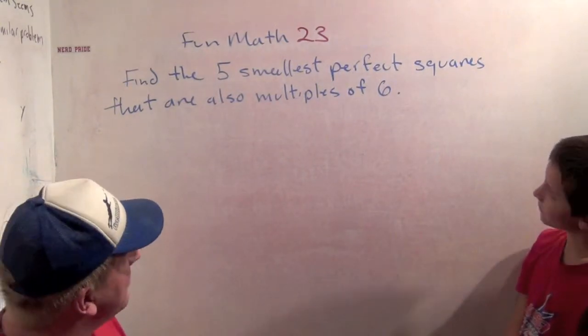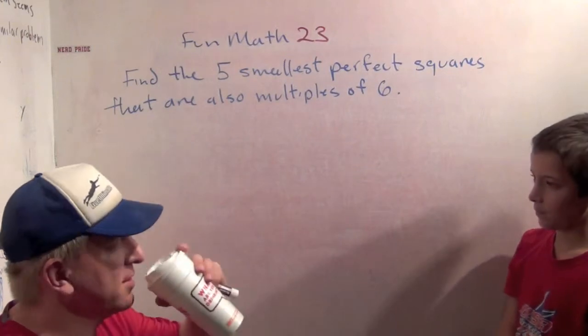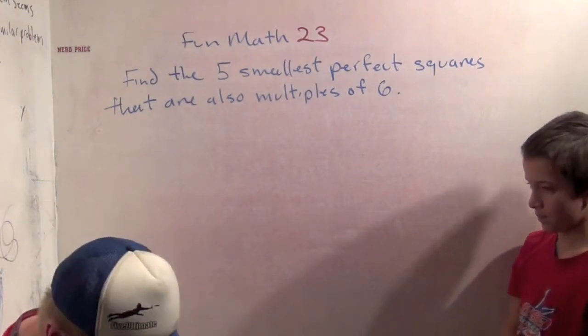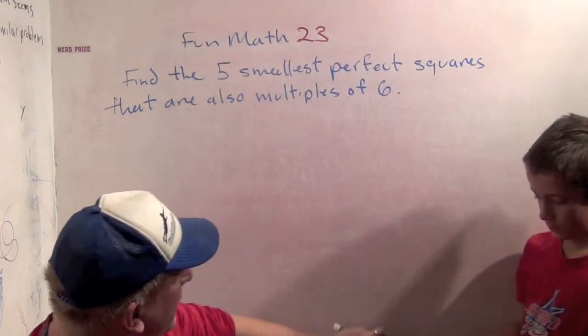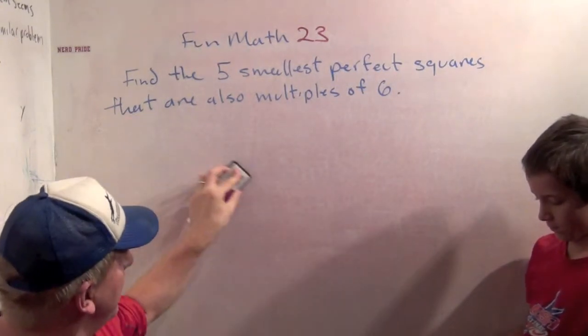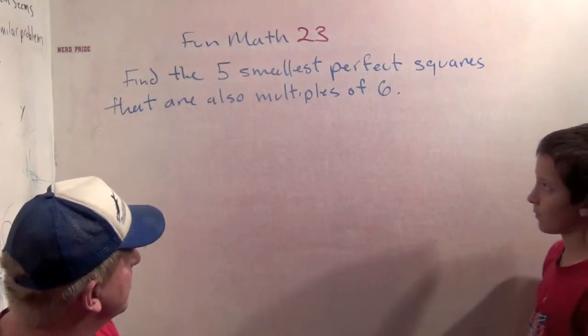Okay, find the 5 smallest perfect squares that are also multiples of 6. This is a problem out of Art of Problem Solving's Intro to Number Theory book, and a pretty interesting problem. How do you want to approach this problem?